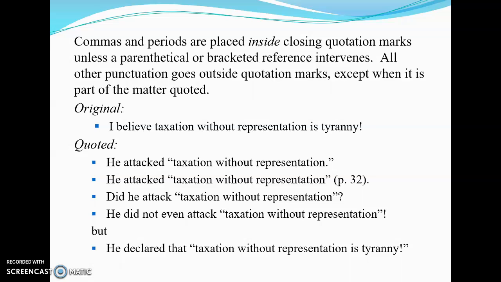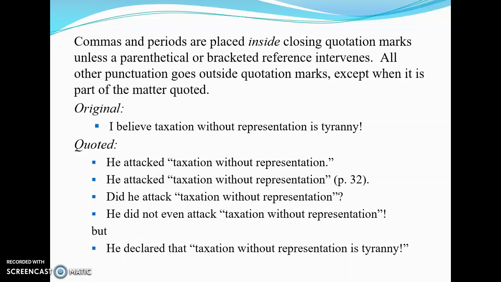Commas and periods are placed inside closing quotation marks, except when using a parenthetical or bracketed reference. All other punctuation goes outside quotation marks except when it is part of the quoted matter. Now you have an original sentence: I believe taxation without representation is tyranny. So when you're quoting it, it can be quoted in different forms.